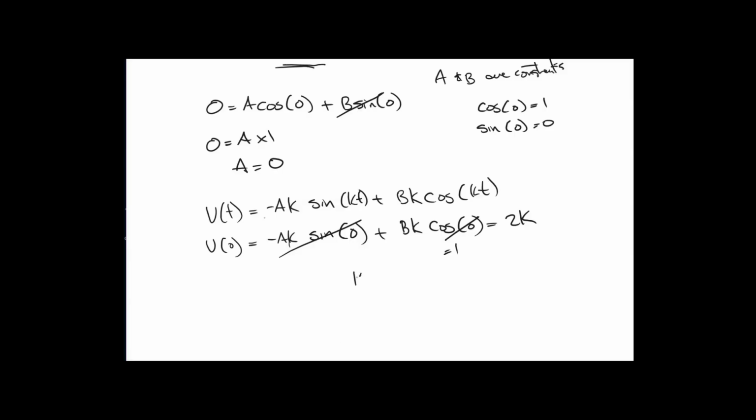So bk must equal 2k. Again, it's pretty trivial. We divide both sides by k. They go to 1. b equals 2. So a equals 0 and b equals 2.